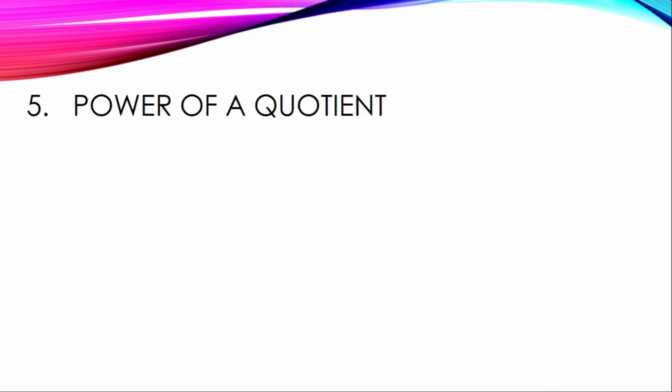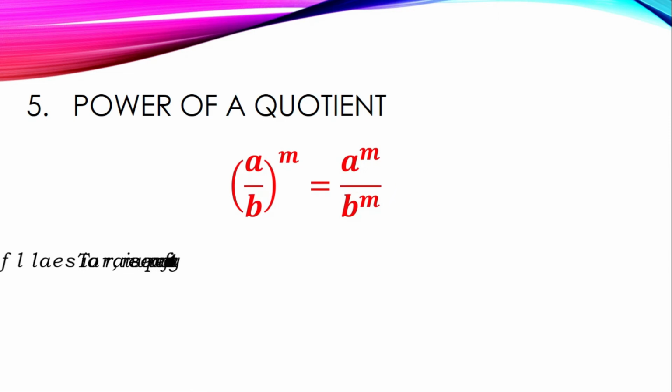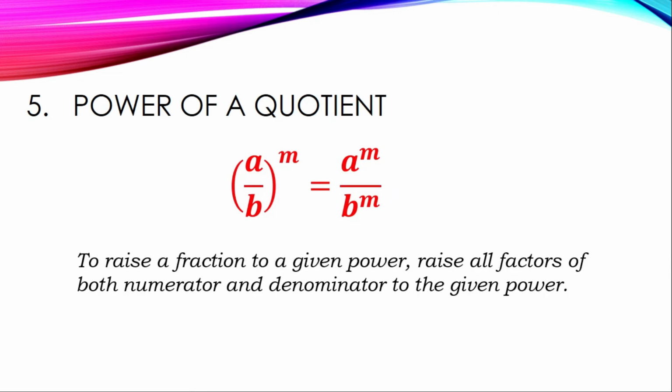The next law of exponent is on the power of a quotient. This is just the same as the power of a product, but in here we are dealing with division, so it's a quotient. To raise a fraction to a given power, raise all factors of both numerator and denominator to the given power. So, ganito lang siya. a over b raised to m is equal to a raised to m over b raised to m.